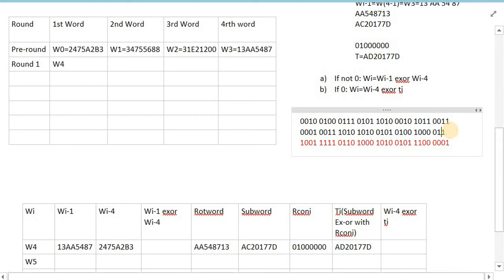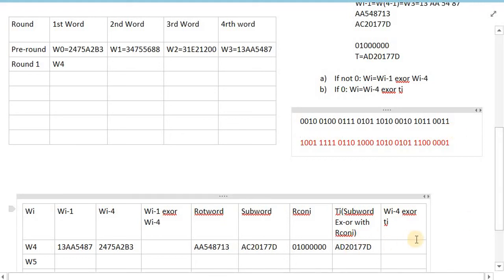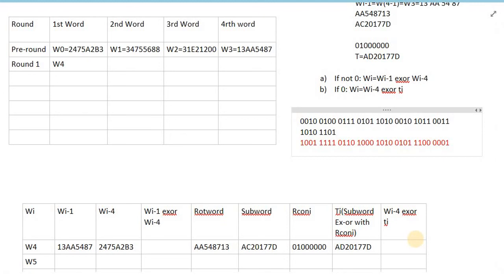Now what should be the binary equivalent of this T(i)? This T(i) is A, 1010. D will be 1101. 2 will be 0010. 0 is 0000, 1 is 0001, 7 is 0111, again 0111, and D, that is 1101.